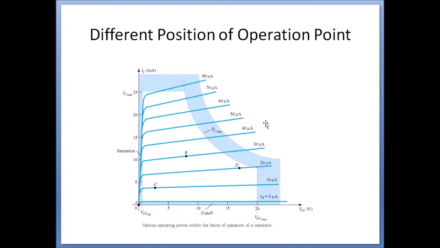Now it always depends on the designer which operating point they would like to select. Generally, this region is called the cutoff region of VI characteristics. This region is called the saturation region of VI characteristics, and this particular region is called the active region of the VI characteristics. Generally, the operating point must be chosen in the active region, which is much desirable for the faithful amplification.